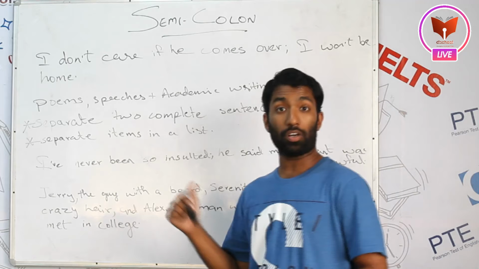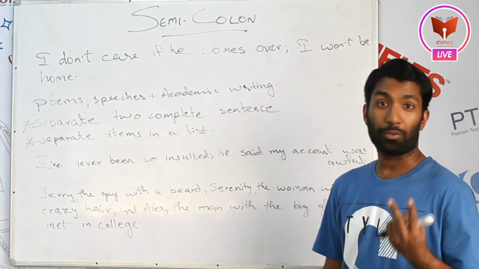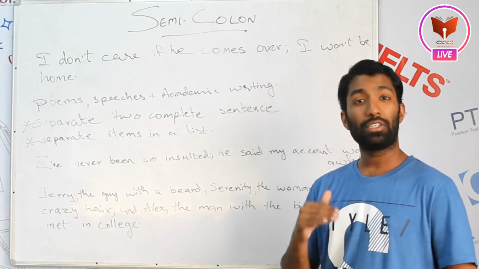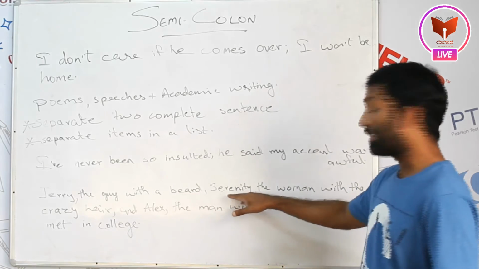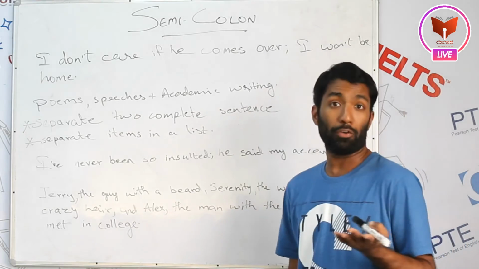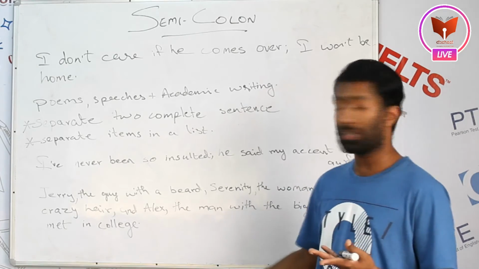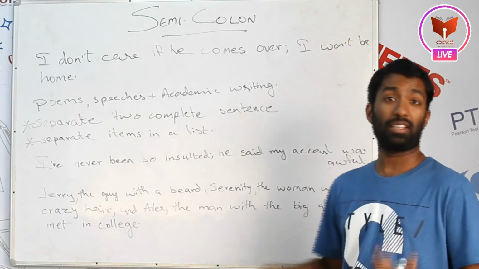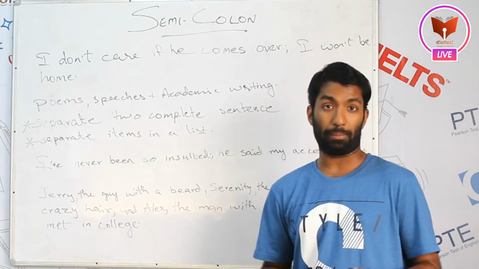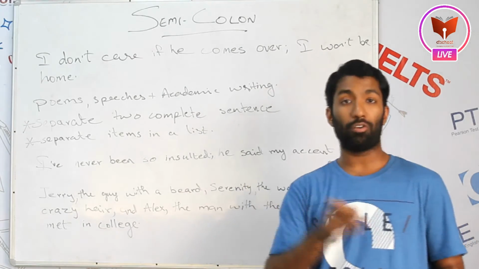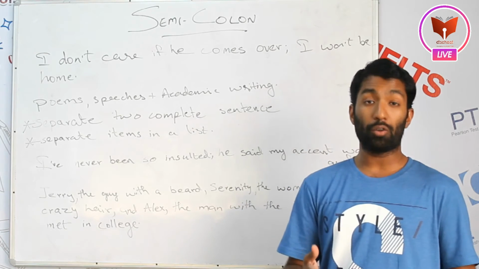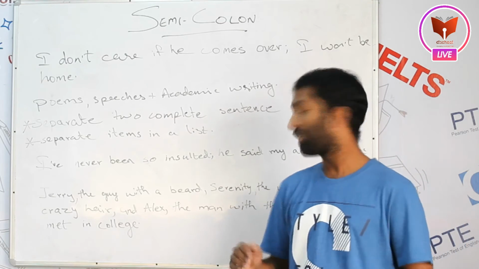Jerry, the first person. The guy with the beard, that could be another person whose name is not known to the person saying the sentence. Then Serenity, the third person. Then the woman with the crazy hair could be a fourth person. And then Alex, the fifth person. And then the man with the big glasses, six. So this sentence could also be talking about six different people: three people whose names are known to the person writing or saying the sentence, and three people whose names are not known, but their characteristics are known.